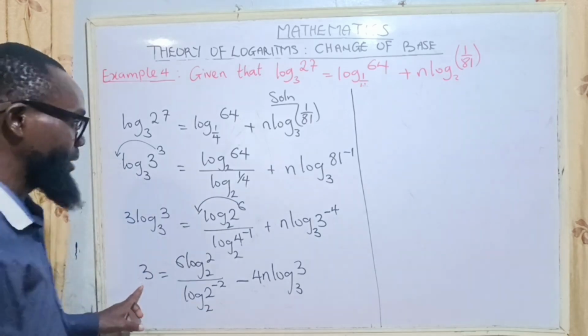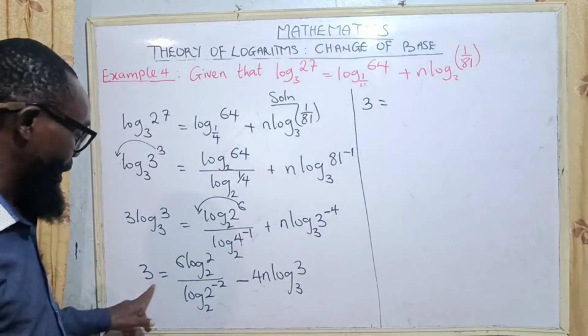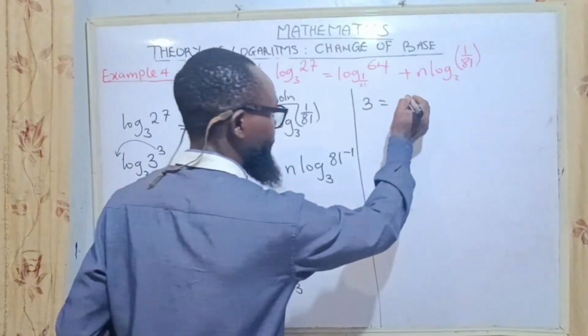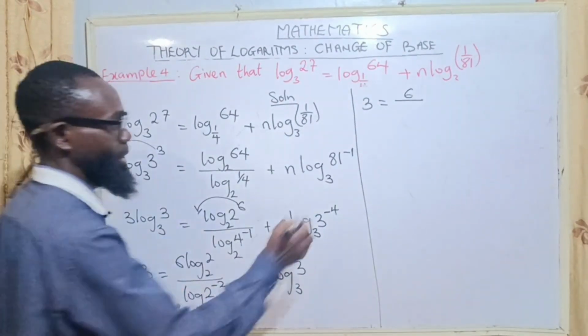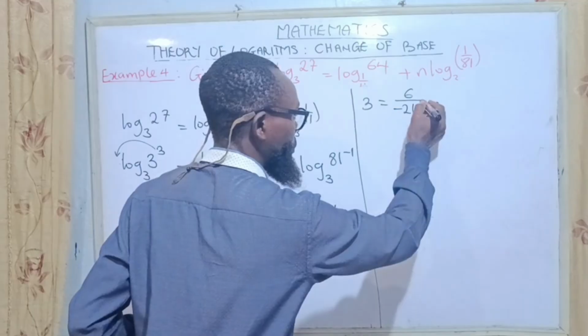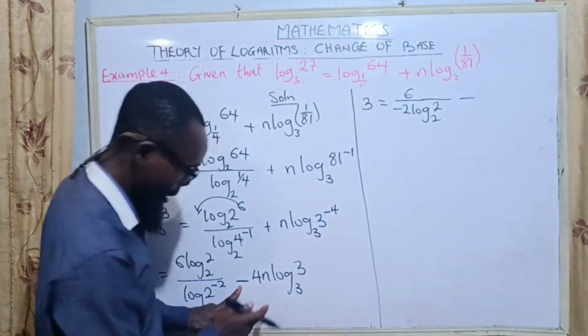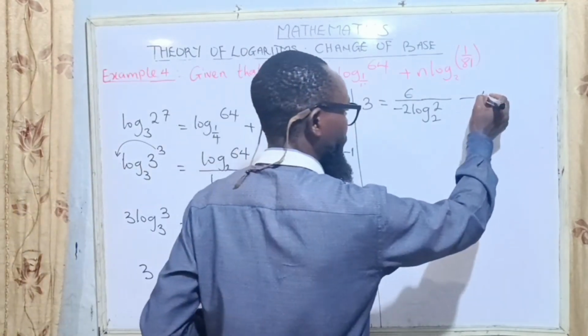Now we proceed. 3 is equals to log 2 base 2 is 1. 1 times 6, I have 6, divided by minus 2 has to move forward, minus 2 log 2 base 2, out there, minus log 3 base 3 was what? 1. 1 times 4n, 4n.